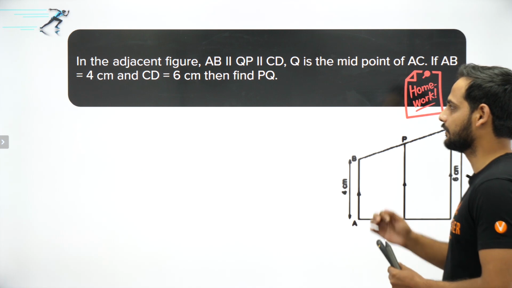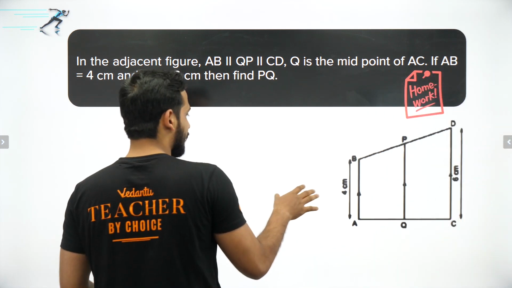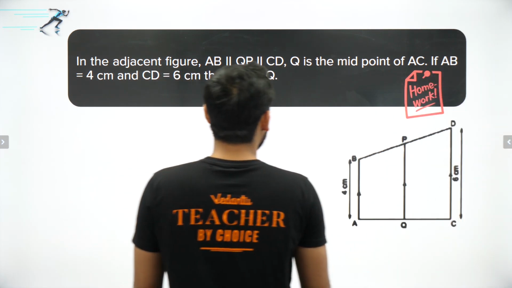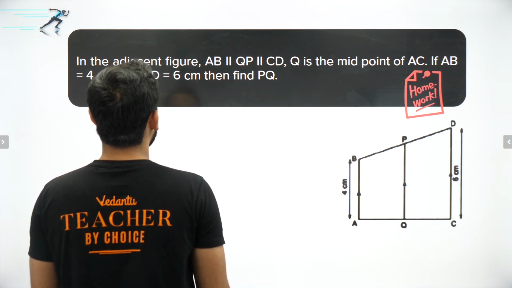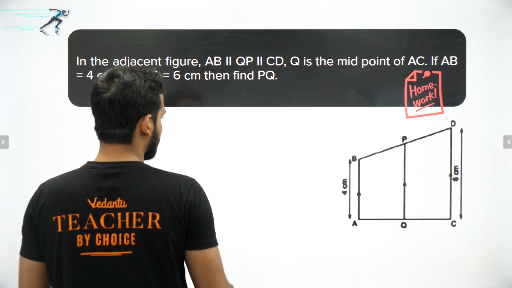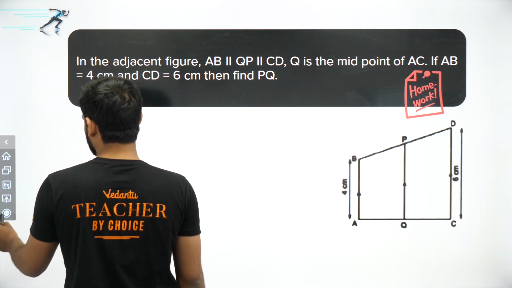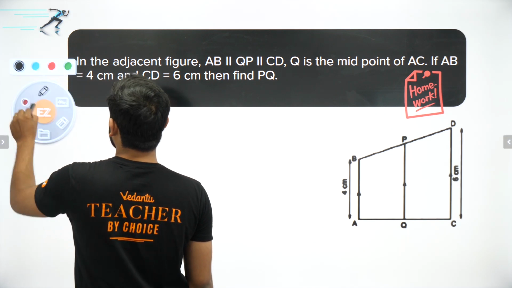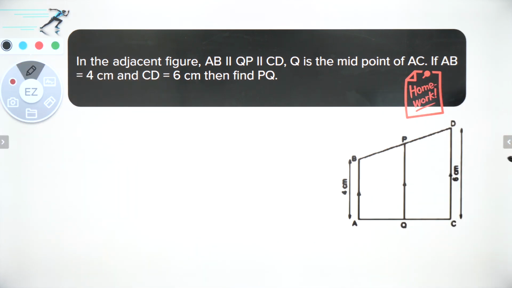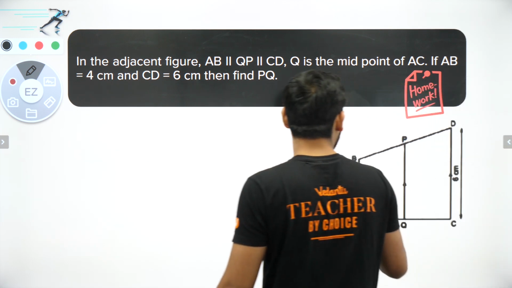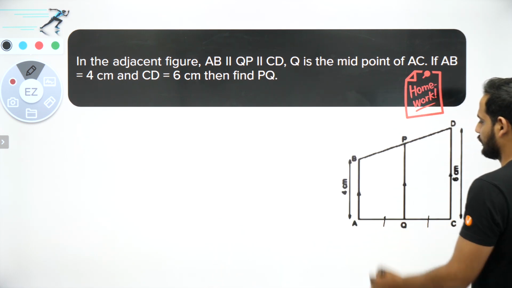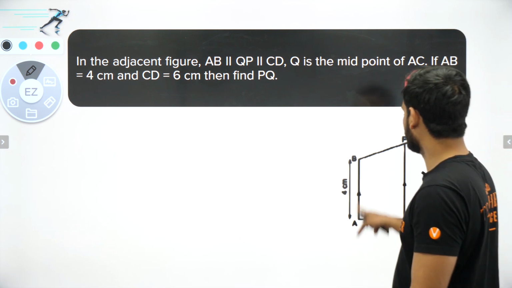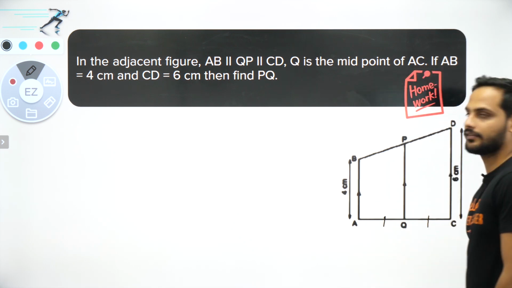So the first question which I gave you was that in this figure, AB is parallel to QP is parallel to CD, and Q is the midpoint of AC. If AB is equal to 4 cm and CD is equal to 6 cm, then find the length of PQ. So let us understand it in this way. Since Q is the midpoint of AC, we know that AQ is equal to QC, and these three lines are given parallel. Also this is 4 cm and this is 6 cm, right?